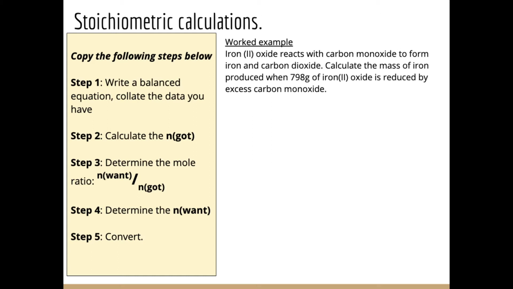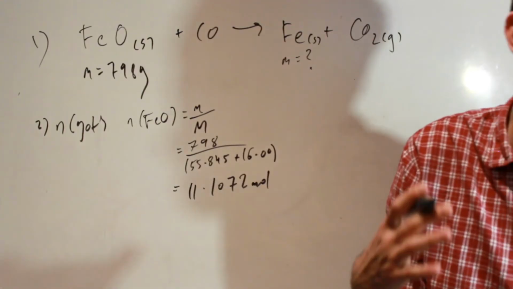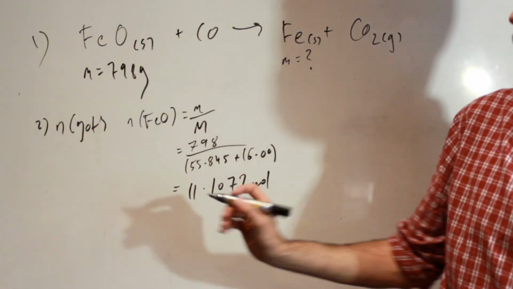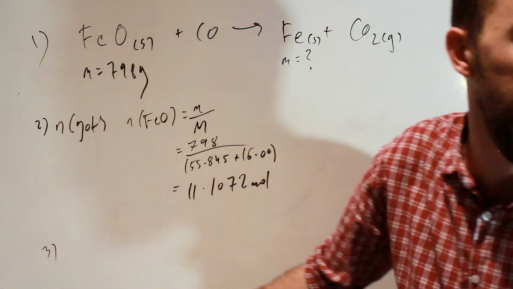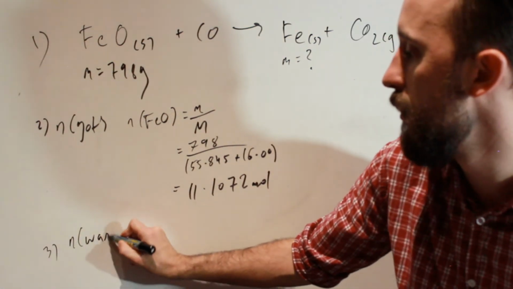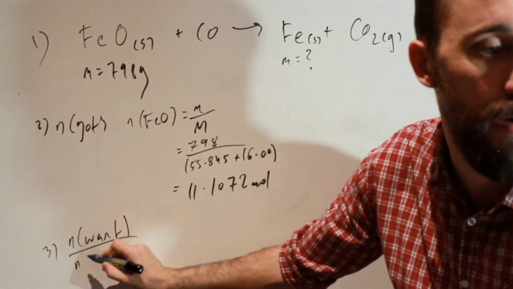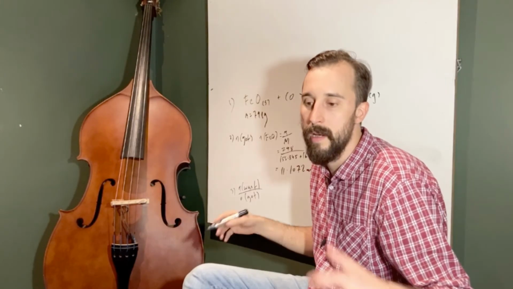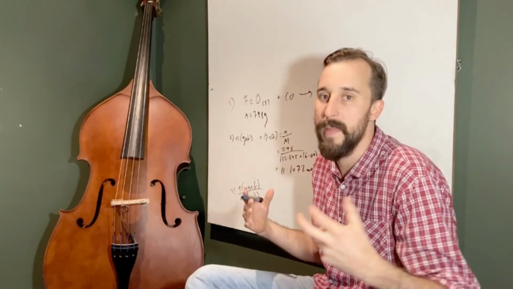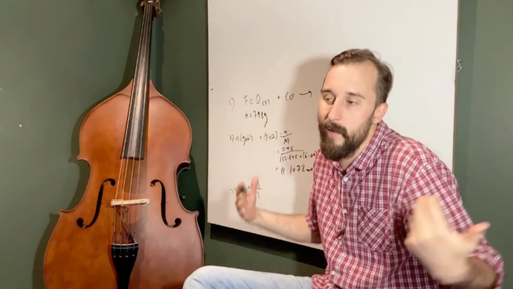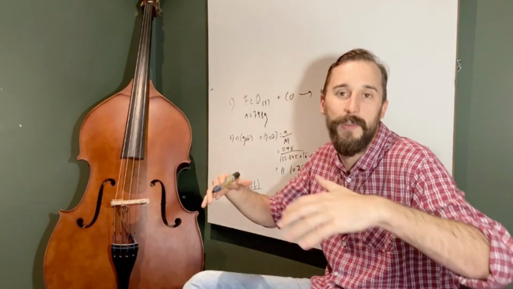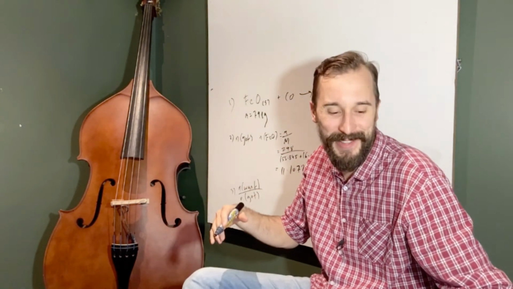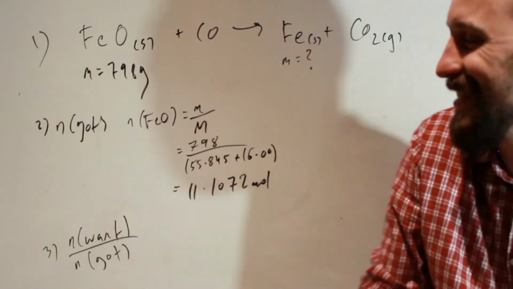Step number 3, determine the mole ratio. The mole ratio tells you the ratio, based on the stoichiometry of the equation, of 2 species that you want to look at. I put this as the n of what you want in a ratio to the n of what you got. This is how my chemistry teacher taught me to remember it, and it has stuck with me all this time: what you want is always more important than what you got, because you've already got what you got. So you want what you want, and what you want is on the top, because it's the more important thing. If that helps you remember it, then you can use that.